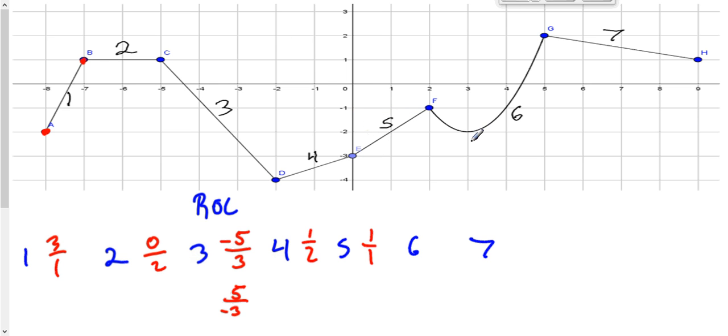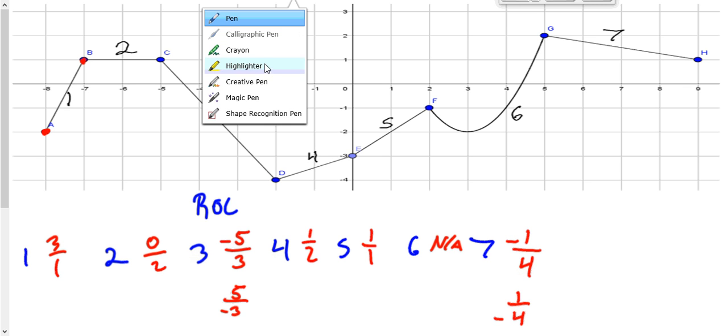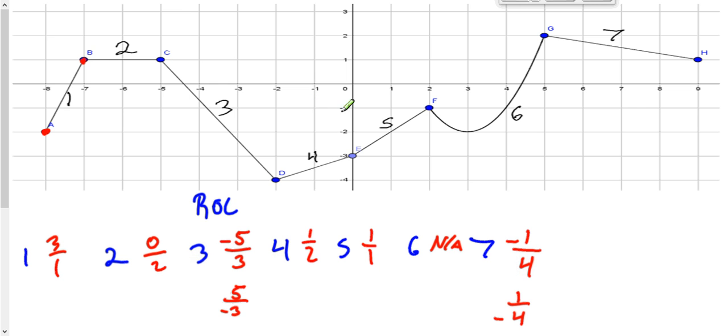Section 6 is not a linear function, so we aren't able to find the rate of change or the slope. And then section 7 is negative 1/4. Also would have accepted that one. Let's go through and highlight all of the negatively sloped regions. Section 3 is a negative slope, and so is section 7. They both drop from left to right.